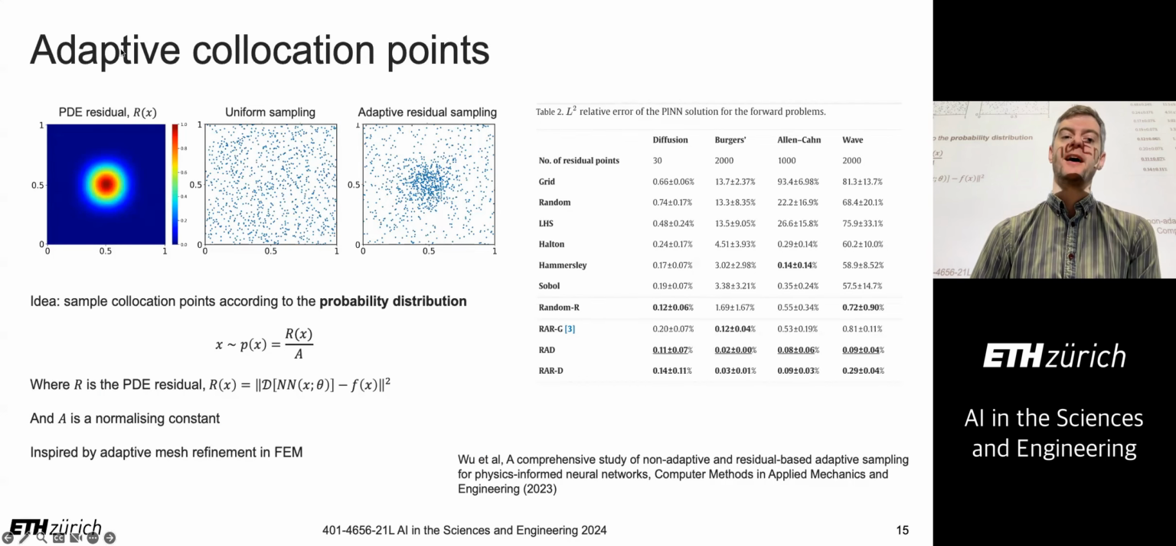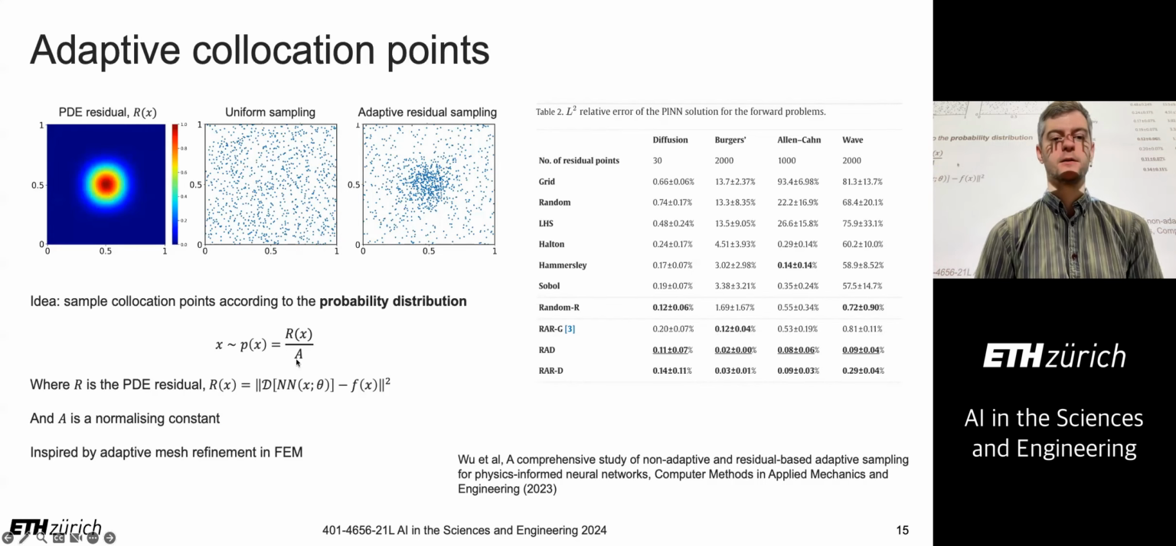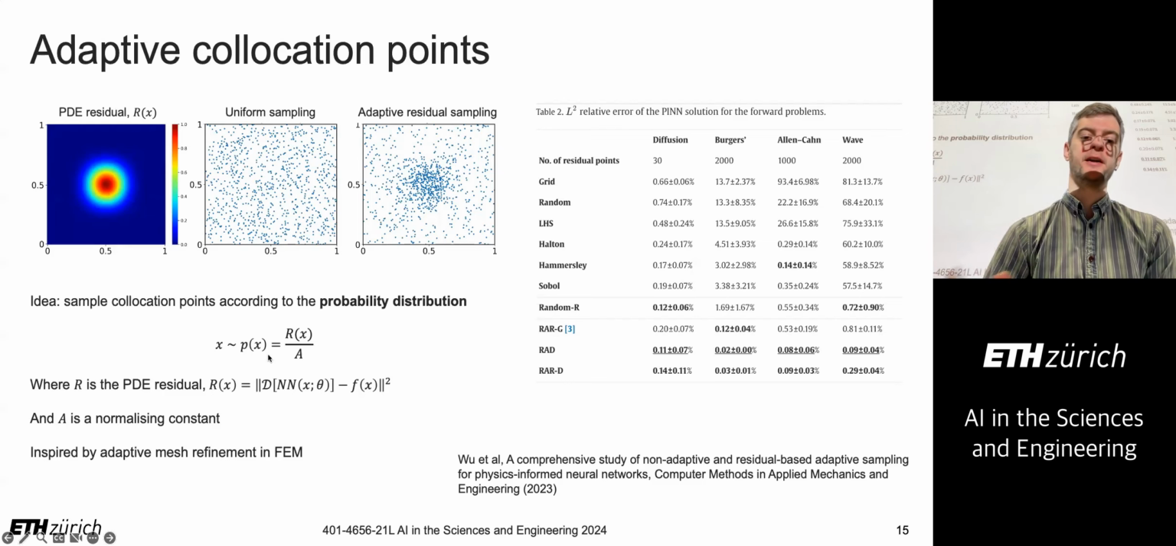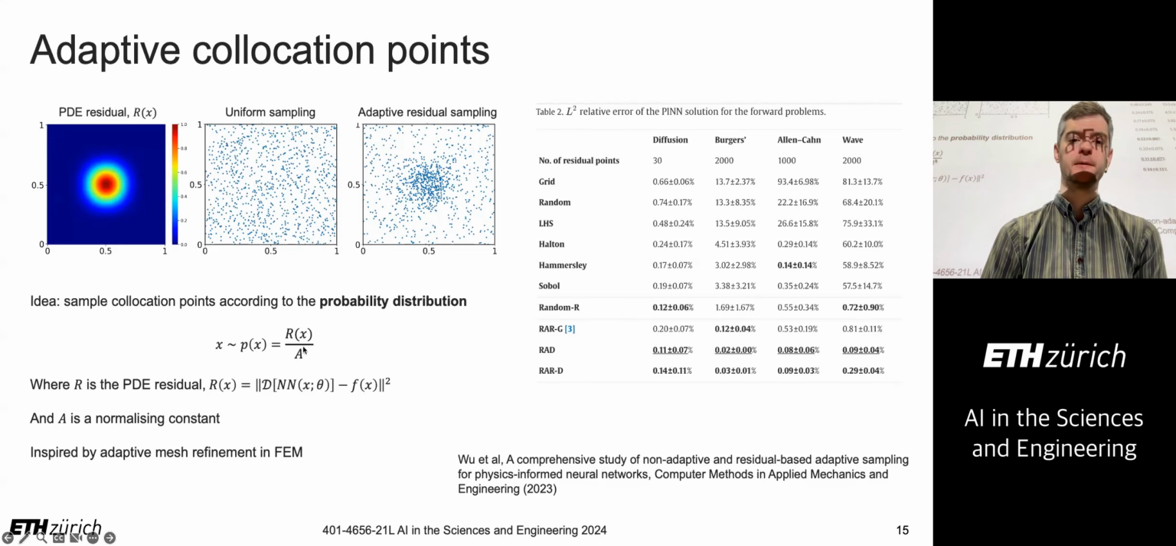So this is the idea: to adaptively sample these collocation points as we're training by treating this PDE residual as a probability distribution that we can sample from. To do it, as we're training, we evaluate the residual, and we define a distribution that is exactly that residual divided by some normalizing constant to make it a probability distribution.